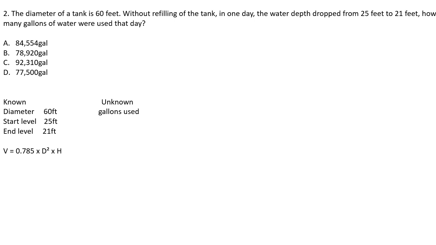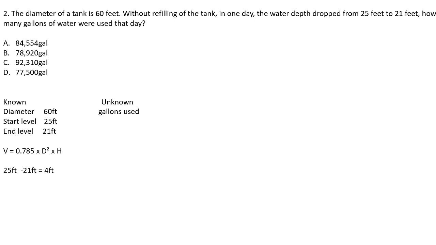Gallons used is a volume question, and they gave us diameter, so we're using volume is equal to 0.785 times diameter squared times the height. And like I said, they gave us the diameter, 60 feet, but they didn't give us the height, so we're going to have to do some math. All right, so our start level was 25 feet, and our ending level was 21 feet. So to find the height for the problem, we're going to subtract 21 feet from 25 feet. And when you do that, you get the answer of 4 feet.